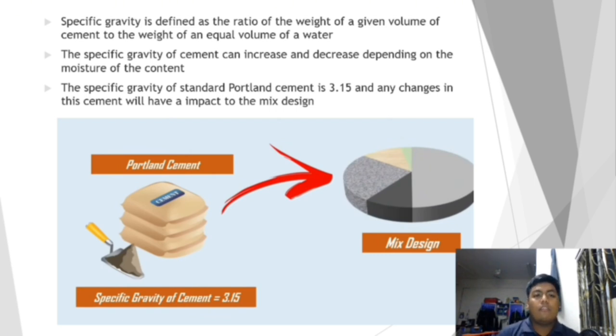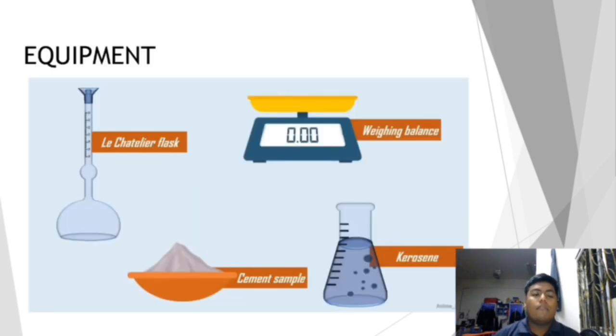The specific gravity of the cement can increase and decrease depending on the moisture content. The specific gravity of a standard Portland cement is 3.15, and any changes in this will have an impact on the mix design. For this test, we need the Le Chatelier flask, cement sample, weighing balance, and kerosene.